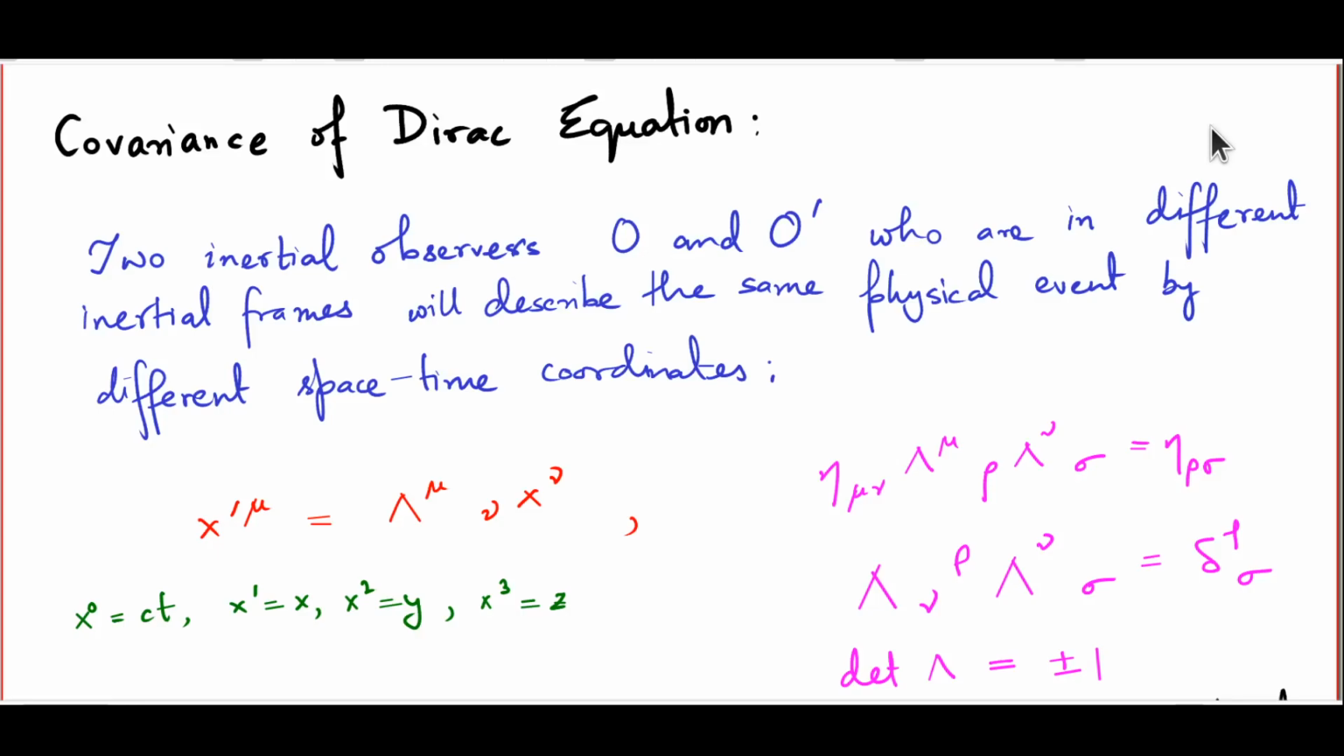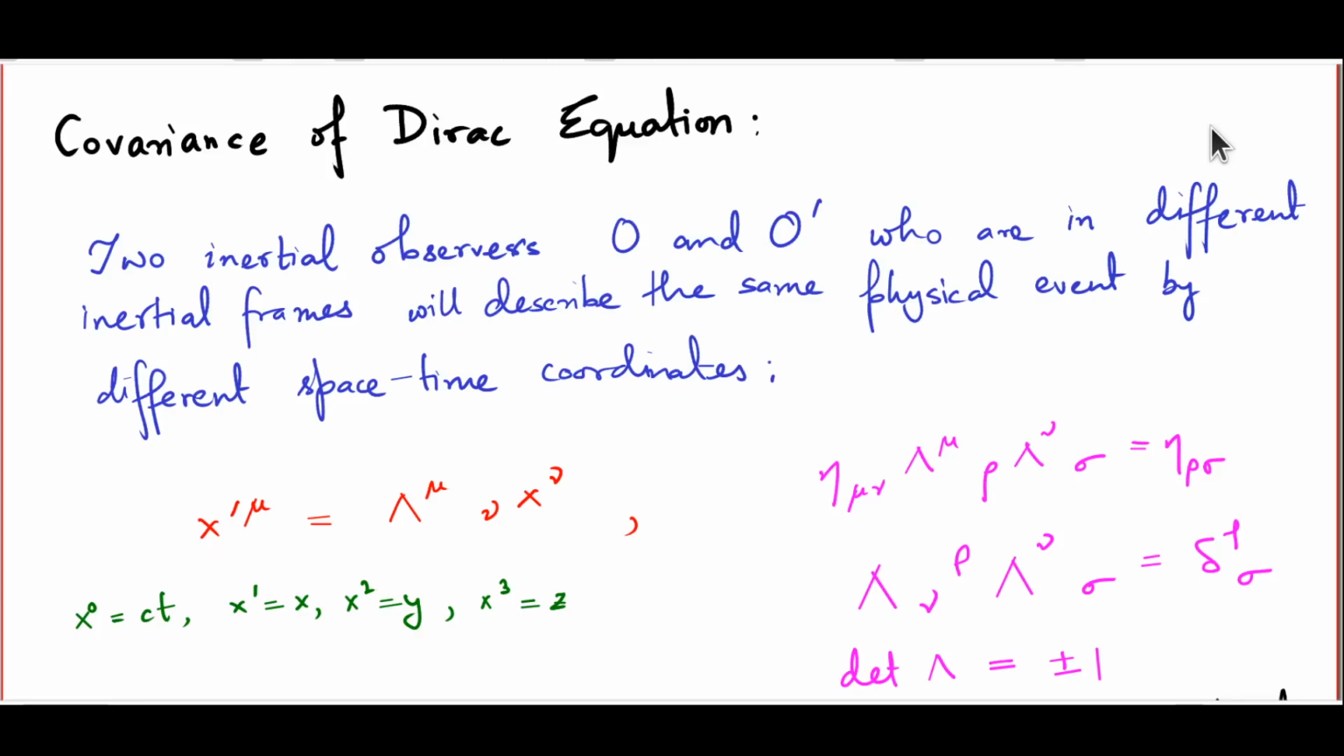When you consider two inertial observers, let's label them O and O prime, so they are in different inertial frames, they will describe the same physical event by ascribing space-time coordinates to those events, but of course, because they are different observers, their space-time coordinates would differ. The space-time coordinates as measured by the observer O will be denoted by x mu, where mu, the Greek index, runs from 0 to 3. x0 stands for c times t. x1, x2 and x3 are x, y and z, the spatial coordinates respectively.